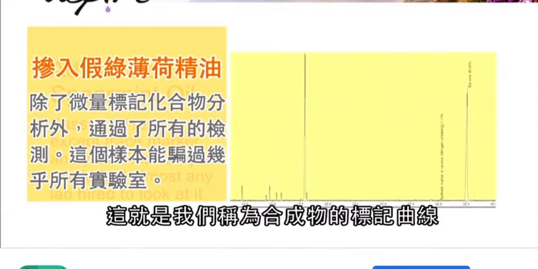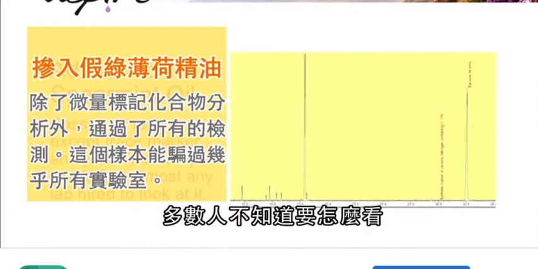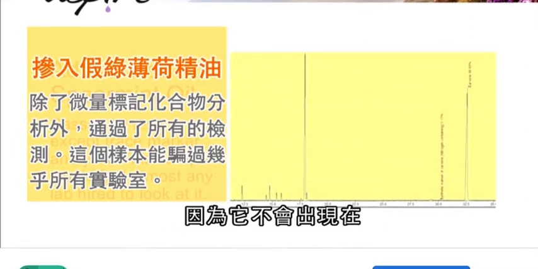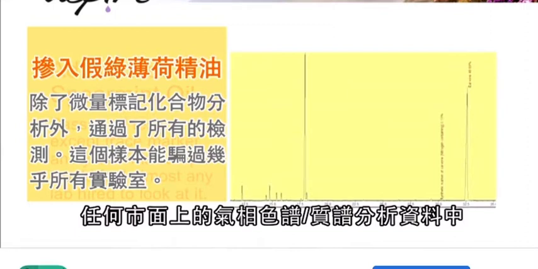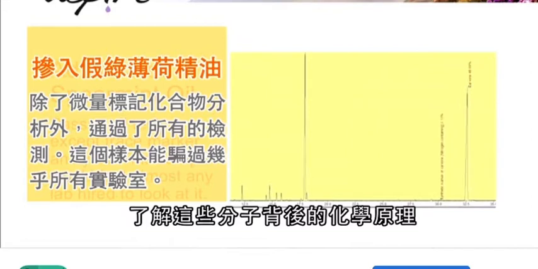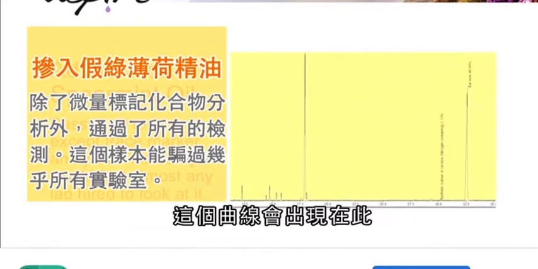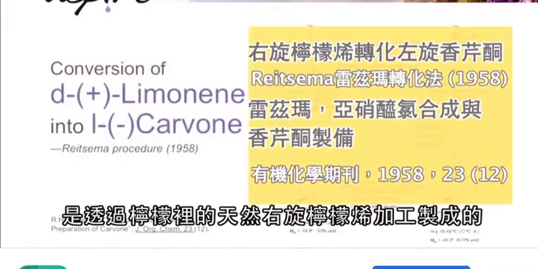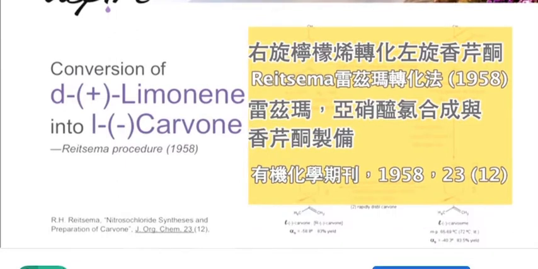That's what we call a synthetic marker peak. And most people will not know what to look for. They will not be able to find this peak because it's not going to be in any GCMS library that you can buy commercially. The only way you can know about it is knowing the chemistry that goes behind making these molecules. And the reason that peak is there is because this particular carvone was made from a process that starts with natural D-limonene from citrus.